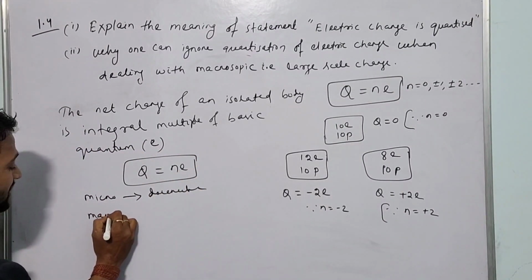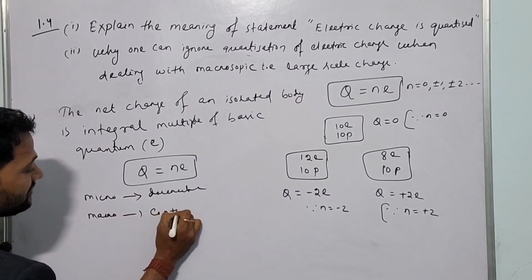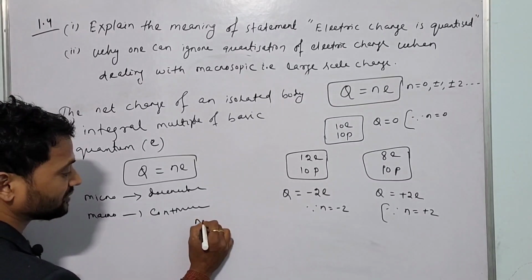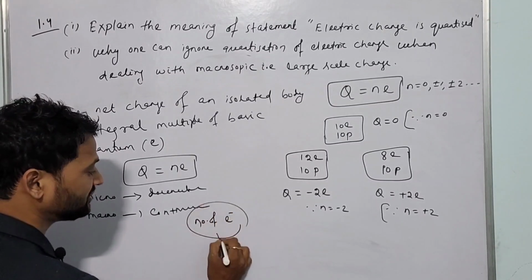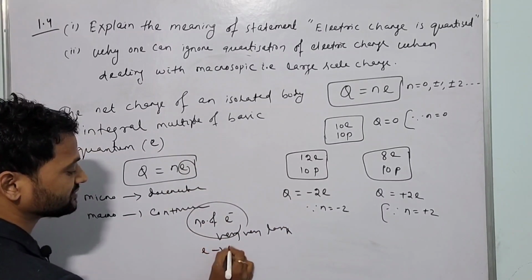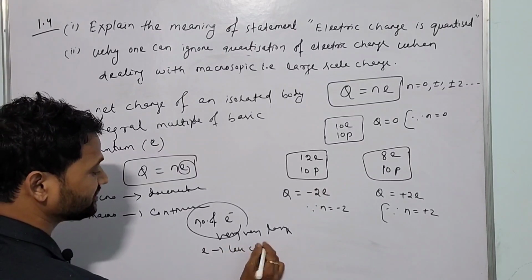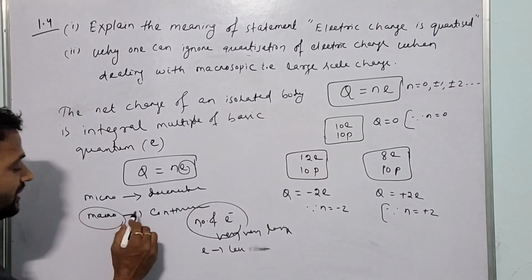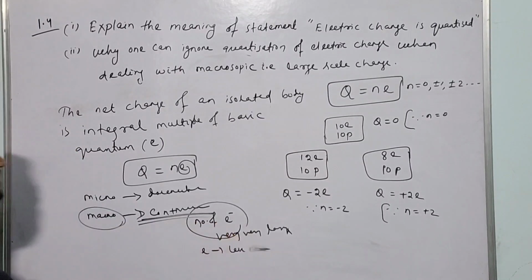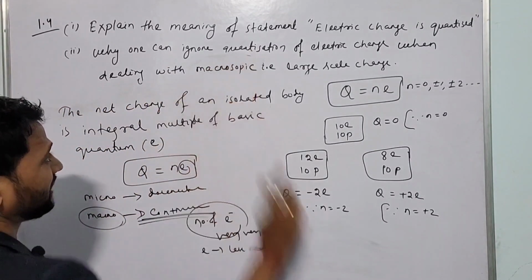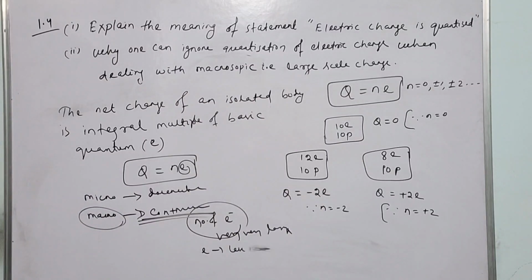But if it is macroscopic, the nature will be continuous. Why is it continuous? Because the number of electron is very high, very large, and the charge on electron is very less. So the nature will be macroscopic. Macroscopic matlab continuous. That's why we cannot deal quantization with macroscopic, or you can say large scale charges. Is it clear? Shall I erase?